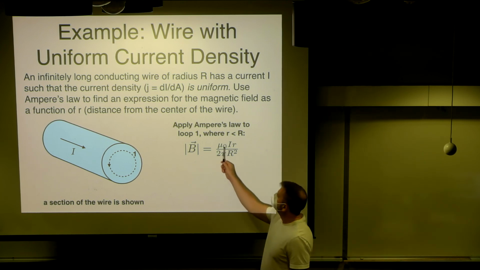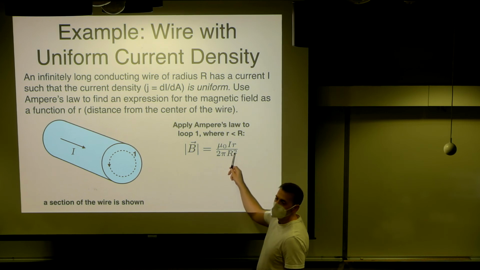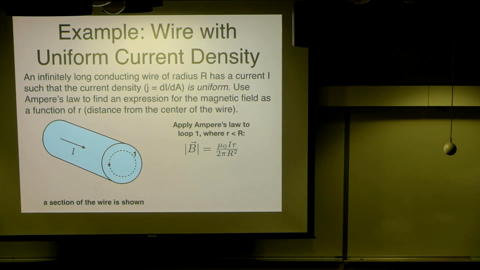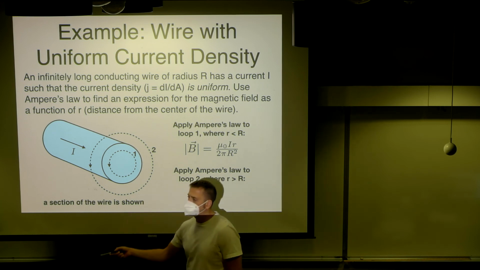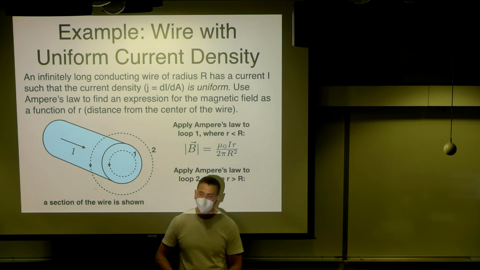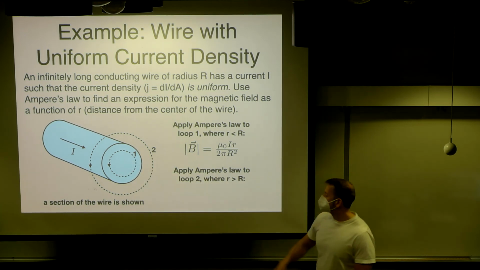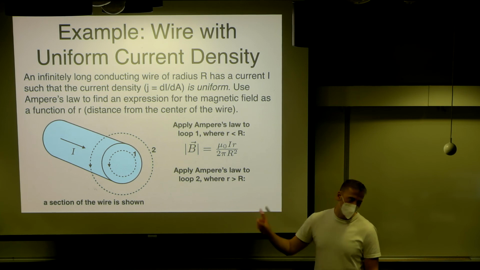Inside the wire, the B field is mu naught times I times little r divided by 2 pi times big R squared, okay? Now let's do a different Amperian loop. This one has the same kind of geometry to it, but it's fully outside of the wire, okay? So that's loop number 2. The radius of this loop, which again we're calling little r, is bigger than the radius of the wire, which we're calling big R.